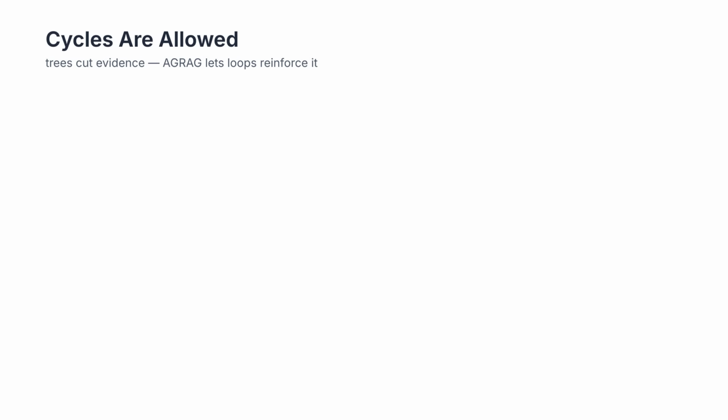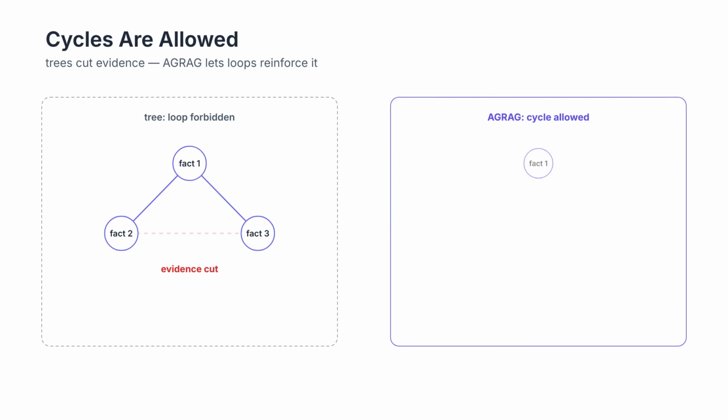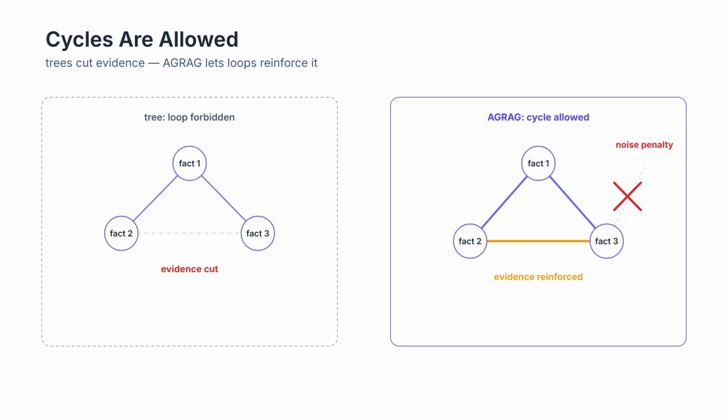Now the clever twist. Earlier graph retrieval methods often build a tree, clean, but trees forbid loops, and real reasoning sometimes circles back. AGRAG lets its subgraph contain cycles and loops. Three facts that mutually reinforce each other can form a triangle, strengthening the evidence instead of being artificially cut. It just penalizes any connection that looks noisy, so the loops it keeps are the ones that genuinely add information.